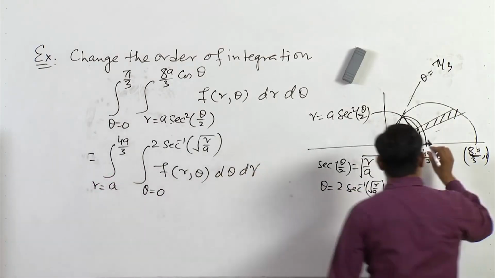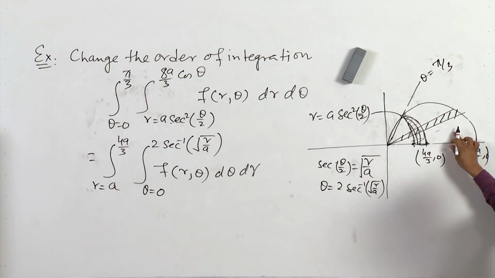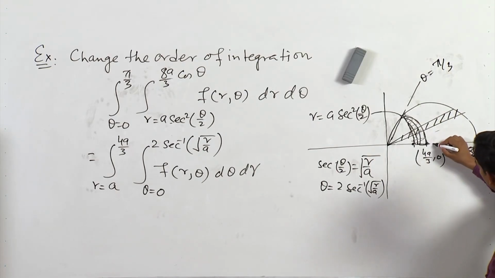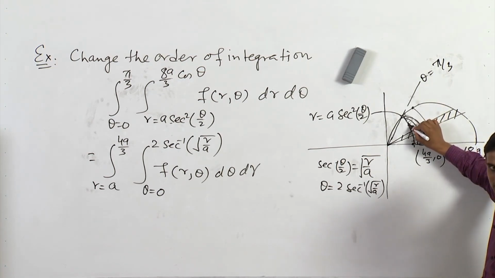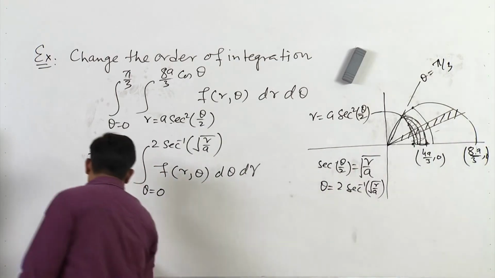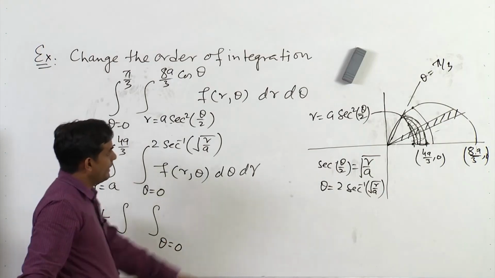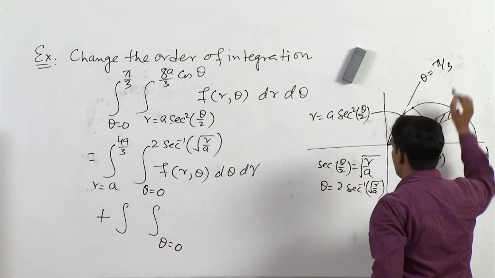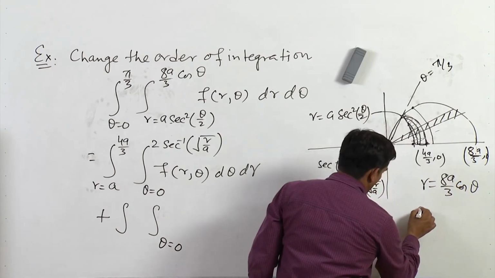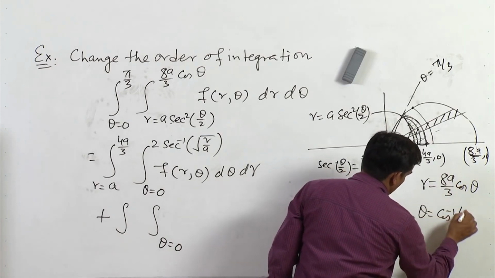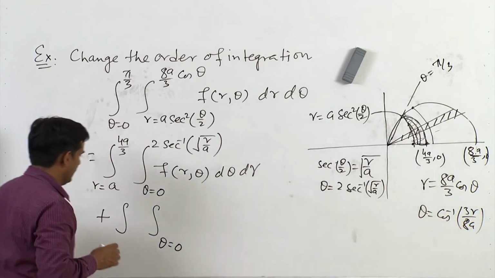But please look, so far we have covered only this much region, and this region is left. Why? Because after that, theta will start from 0 but end on this curve instead of this curve. So for this I have to take one more region. So plus, theta equals 0 ending on this curve. So this curve is r equals 8a by 3 cos theta. So theta will be cos inverse of 3r upon 8a.